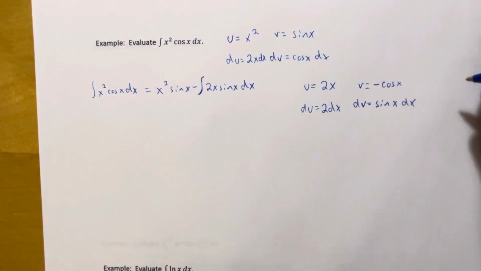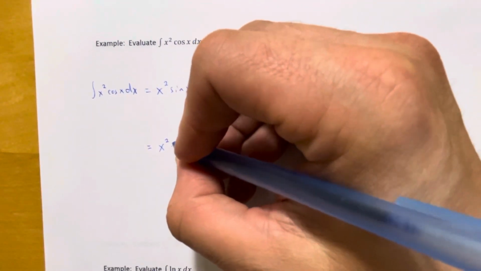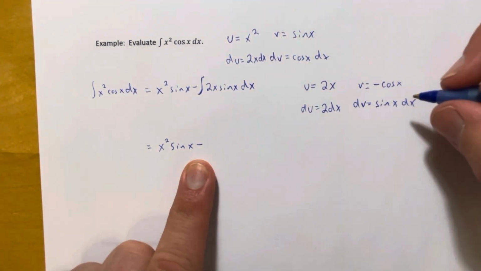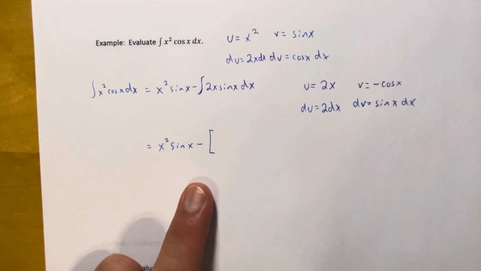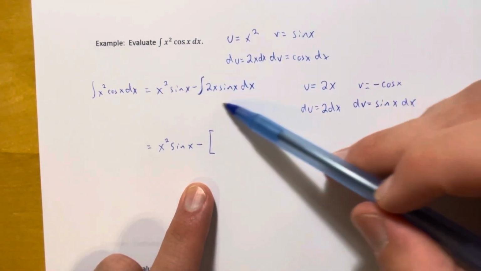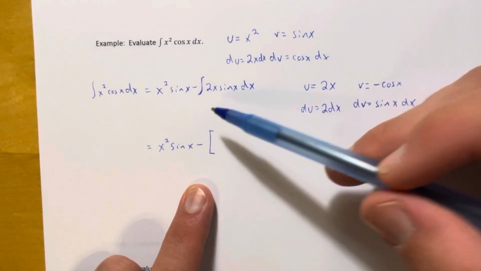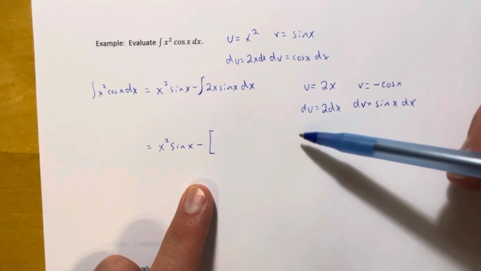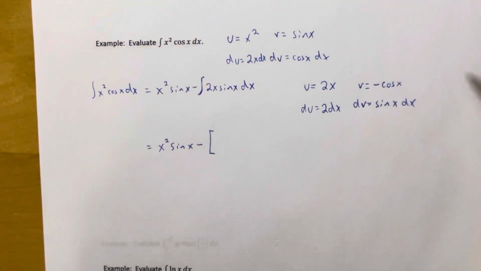You have to be really careful with this next step, and here's the reason why. I have my first term here, nothing changes with that, x squared sine of x minus. As soon as you write this minus down, create a set of brackets or parentheses. The reason that's really important is because this single integral is about to become two terms. Integration by parts produces two terms out of this one integral, and that minus sign needs to distribute over both of those terms. If I don't put these square brackets here, I am likely to forget to do that.